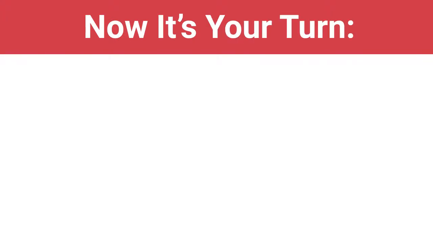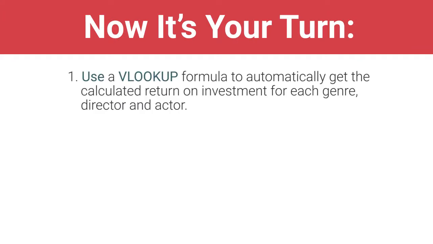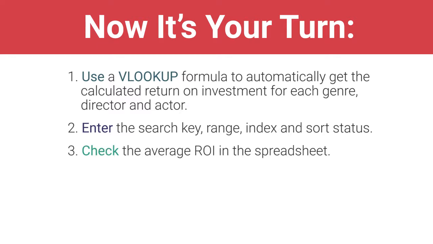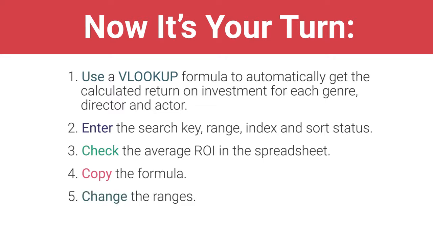Now it's your turn. Use a VLOOKUP formula to automatically get the calculated average return on investment for each genre, director, and cast members for your movie. Enter the search key, range, index, and sort status and press enter. Check the average return on investment in the movie data spreadsheet. Copy the formula to the other genres, directors, and actors. Change the range in the formulas so that the program draws from the right data. Check the formulas to make sure they match the calculated ROIs in the genre, director, and actor tabs.